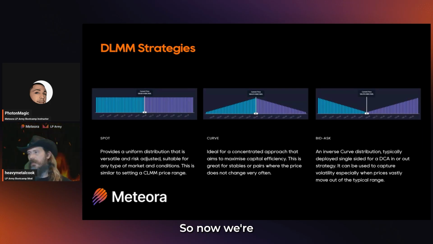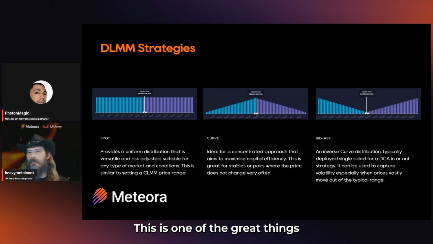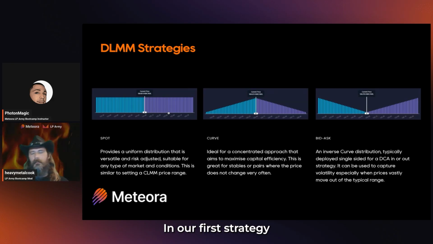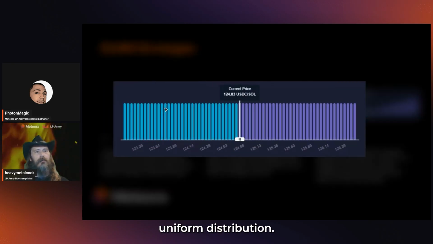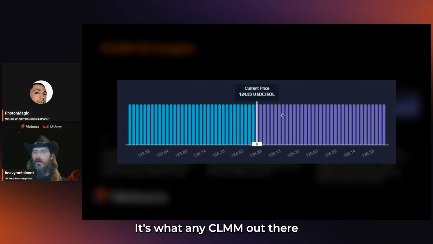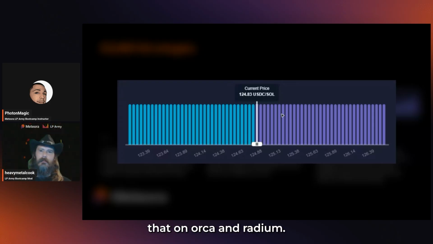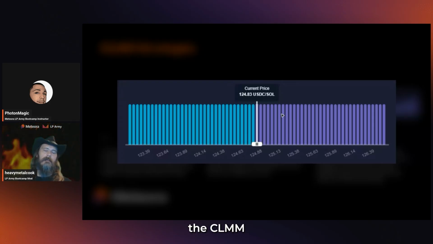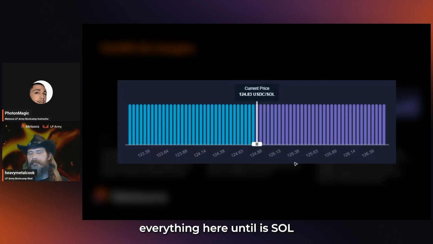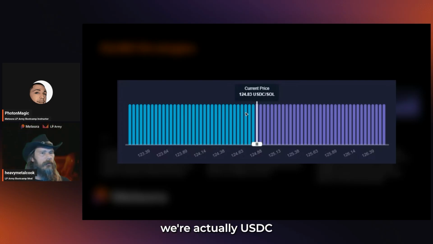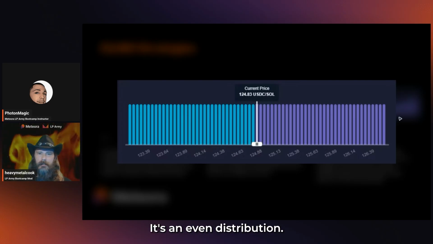All right, so now we're going to get into shapes, DLMM strategies. This is one of the great things about the DLMM. Our first strategy, the basic, is spot. It's an even, uniform distribution. It's what any CLMM you might find on Orca and Raydium operates on. It's even distribution across all the bins. We will see here, everything in teal is SOL, or actually USDC, SOL, whatever. It's an even distribution, okay?